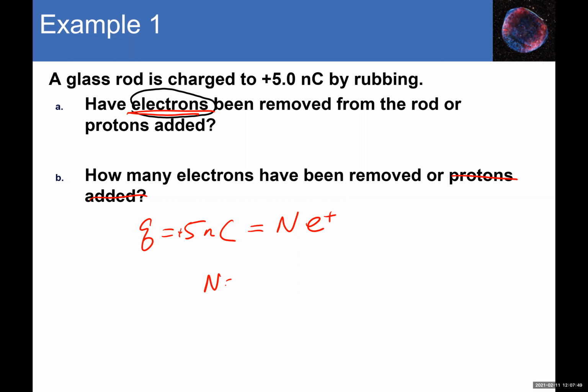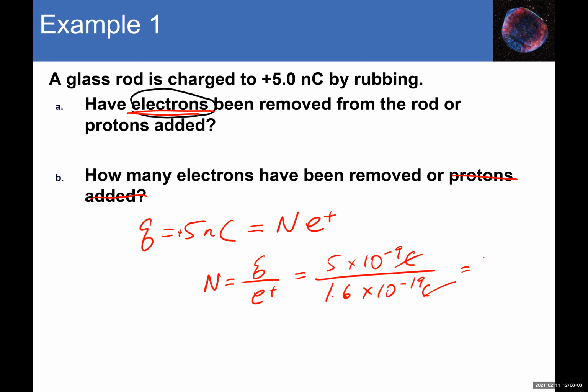I simply calculate n, which is q over the electric charge of a proton. 5 nano stands for 10 to the negative 9 coulomb, divided by the electric charge of a proton, 1.6 times 10 to the negative 19 coulomb. You can see the coulomb cancels out, and we get as an answer 3.1 times 10 to the 10 protons. That means this many extra protons are in this charged glass rod compared to the electrons.